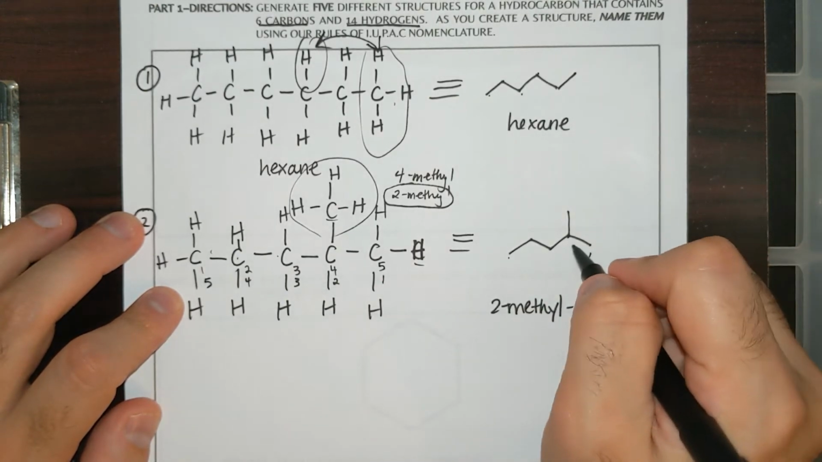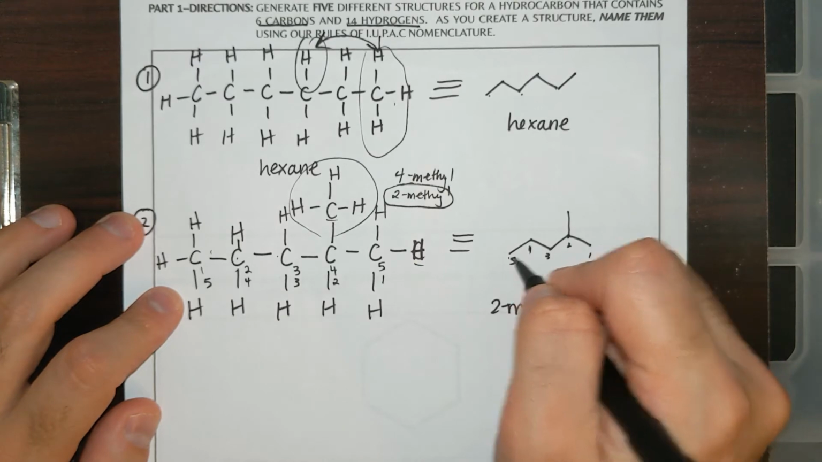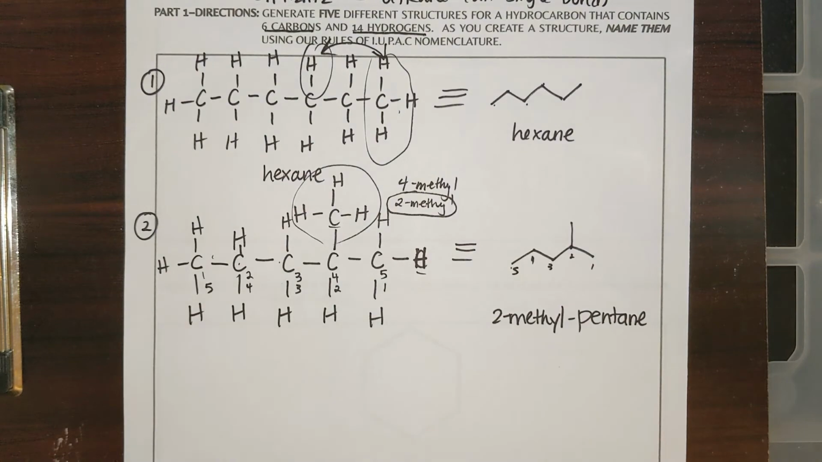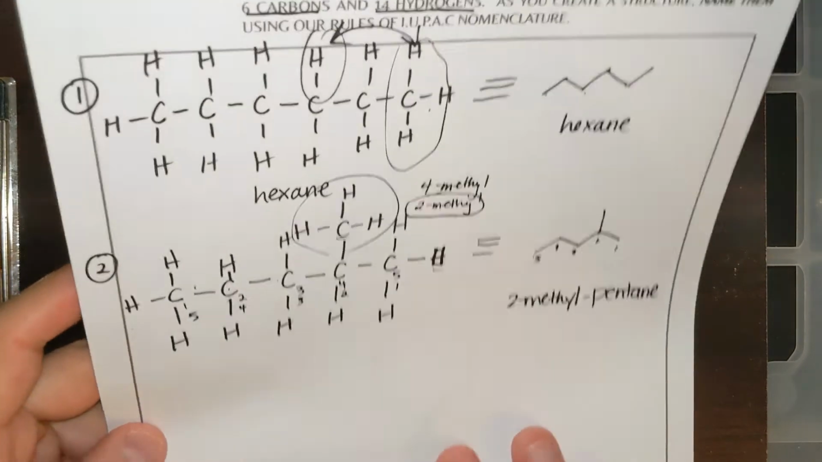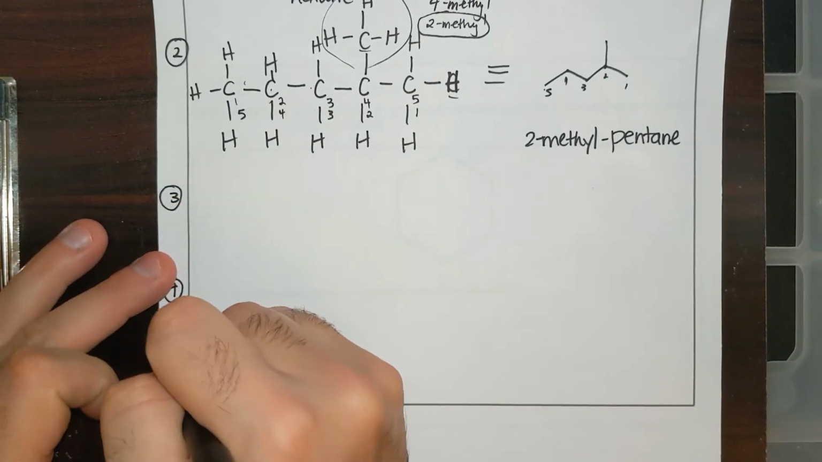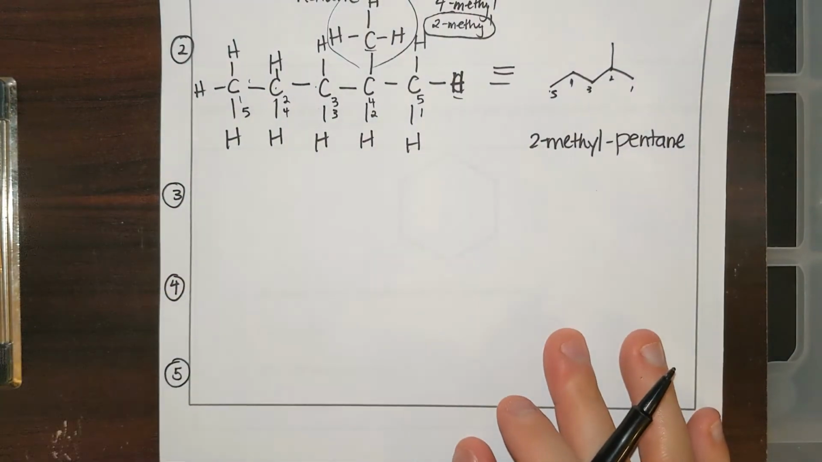So 2-methylpentane. 1, 2, 3, 4, 5. Methyl group. Okay? That is a second structure. I want you to try and draw 3 more structures now doing the same thing. You should be able to get 3 more.